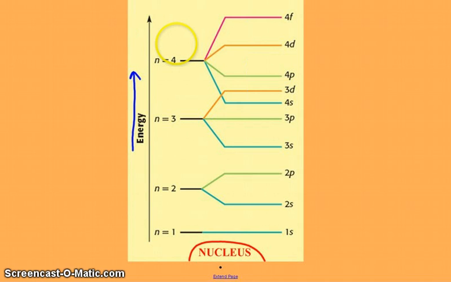But what we see here is that for each energy level, there are sublevels. Energy level 1 has 1 sublevel. Energy level 2 has 2 sublevels. Energy level 3 has 3 sublevels. Energy level 4 has 4 sublevels. And you'll notice that these sublevels have those letters of the orbitals we were talking about: S, P, D, and F.